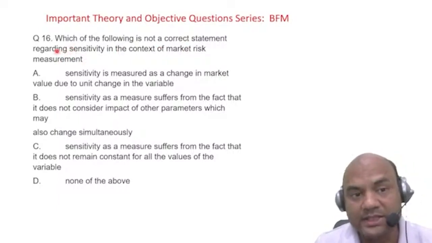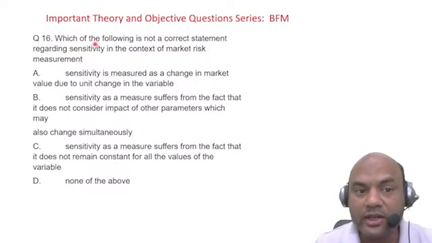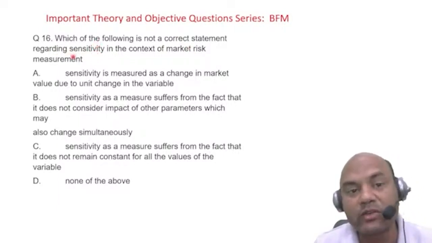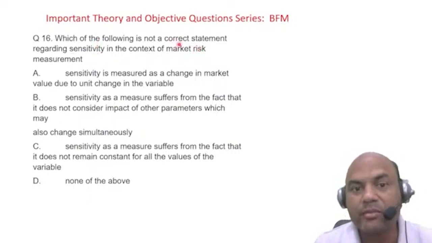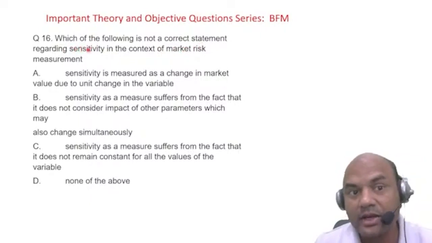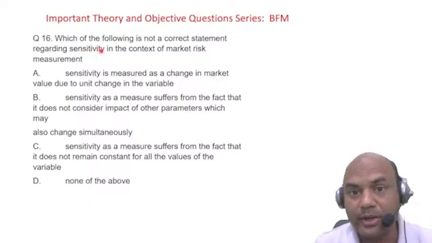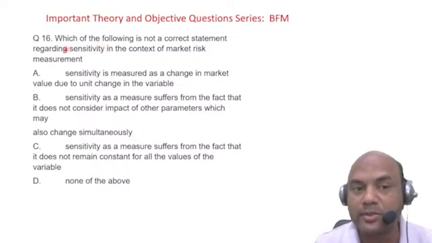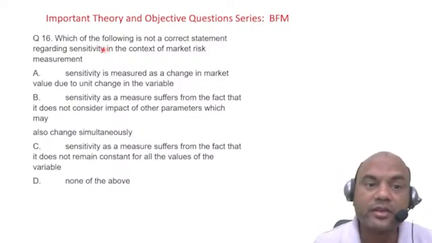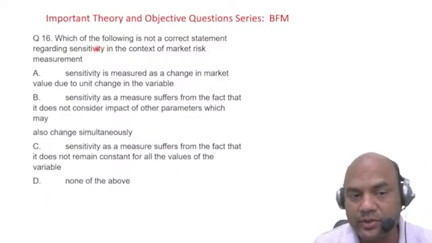Now look at this, sensitivity and market risk. What is sensitivity? Sensitivity is a measure of market risk. Market risk is measured in two forms. One is the sensitivity, and second is the duration approach. In paid classes, I take all these parts in detail. So now we are studying the sensitivity question.